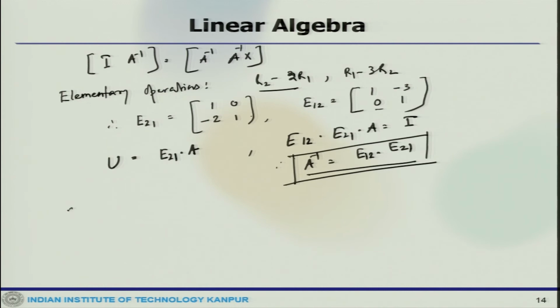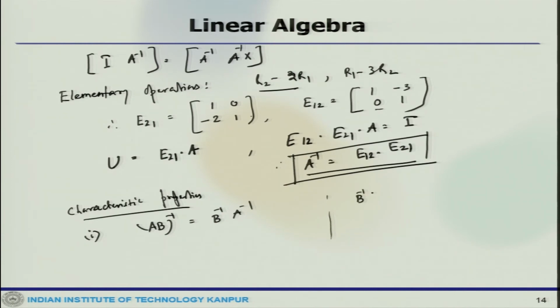Now, there are some characteristic properties which are there. So, number 1, (AB) inverse should be B inverse A inverse, which means B inverse A inverse AB is B inverse B, which is I. Provided A is invertible, A can be denoted as the product of lower triangular and upper triangular matrices.